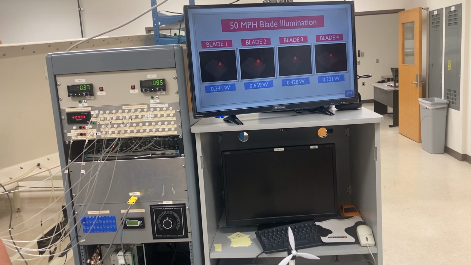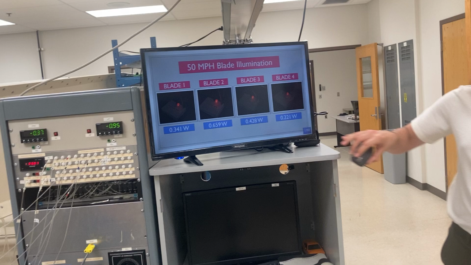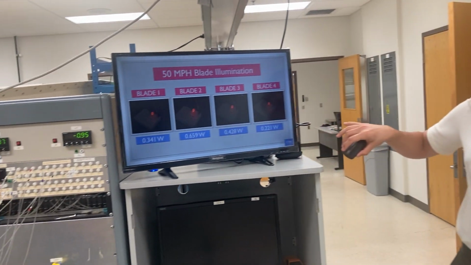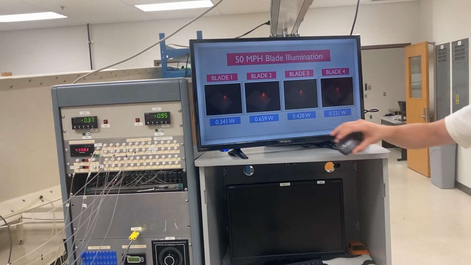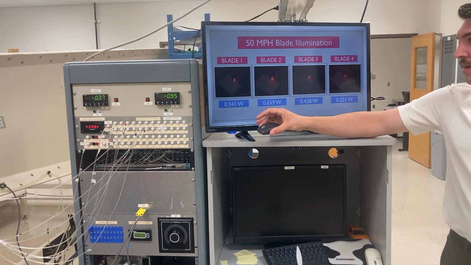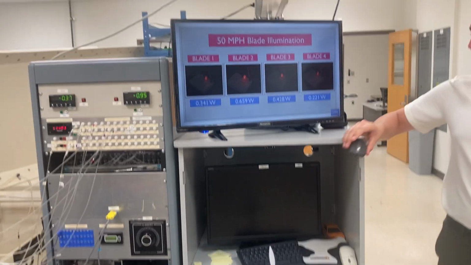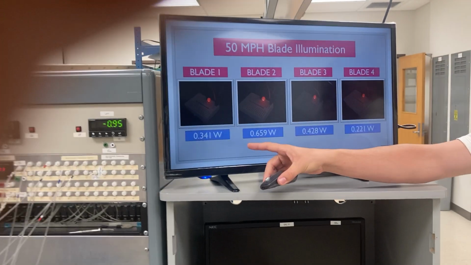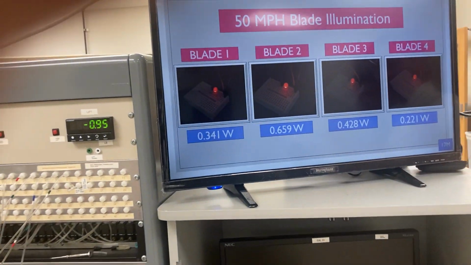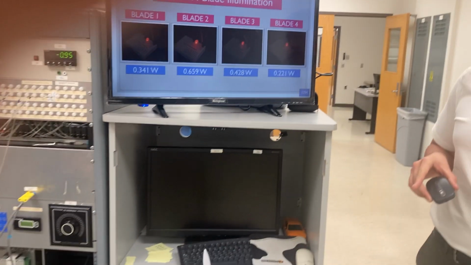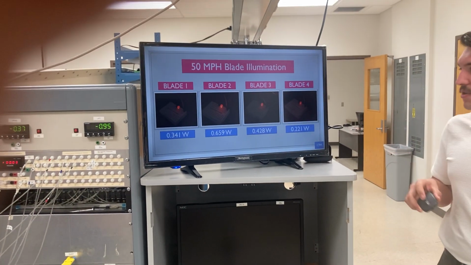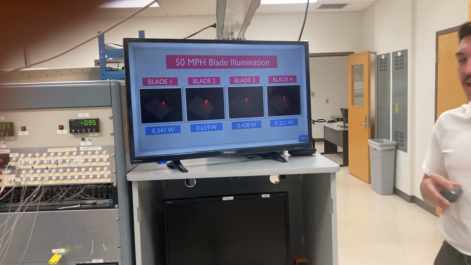So this was blade 2 at all of its illumination. This is every blade at 50 miles per hour. So you can see blade 1 here at 50 miles per hour performed 0.3 watts. Blade 2, its maximum at 0.7. Blade 3 at 0.4, and blade 4 at 0.2. So blade 4 was actually our lowest performer at 50 miles per hour.